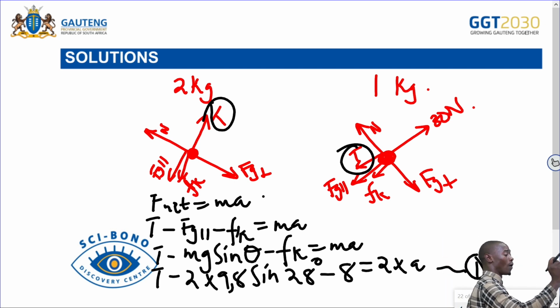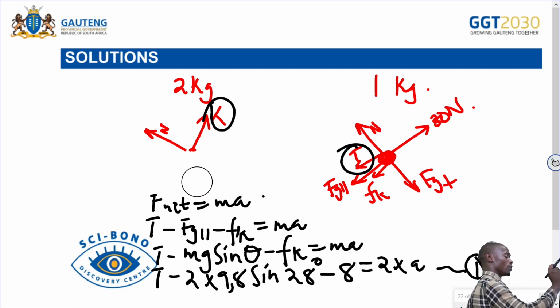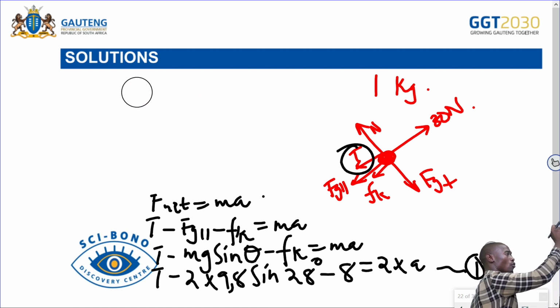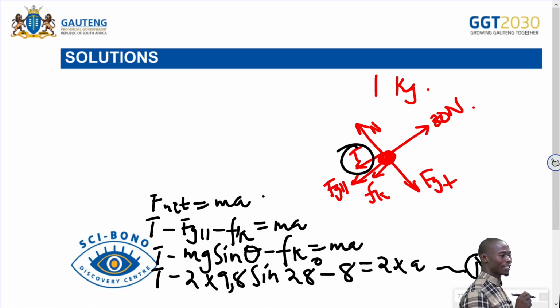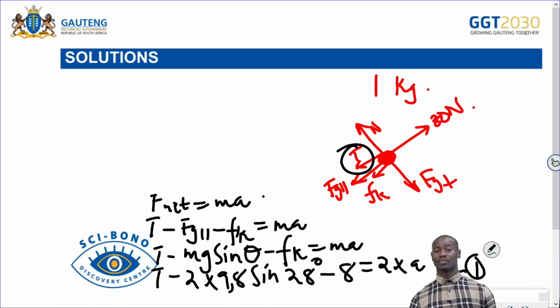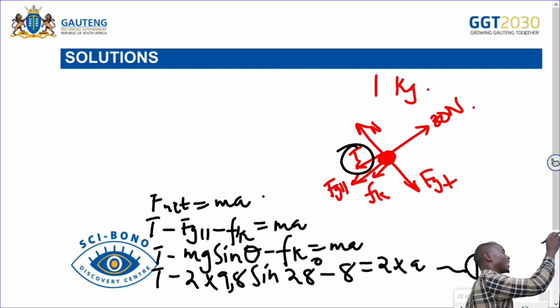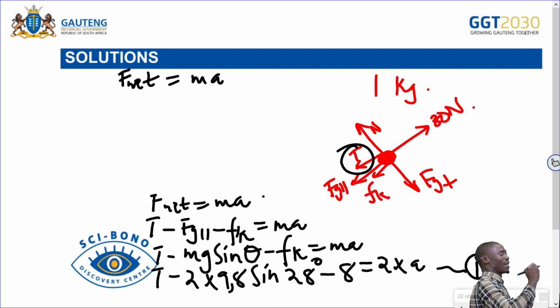Then now you move to your 1 kilogram. So for your 1 kilogram, how many forces are parallel to the incline? There are 4. Okay, again, F net equals to ma. So we are dealing with the 1 kilogram now. You cannot change the direction. You took up the slope as positive. So throughout, we need to keep that direction.